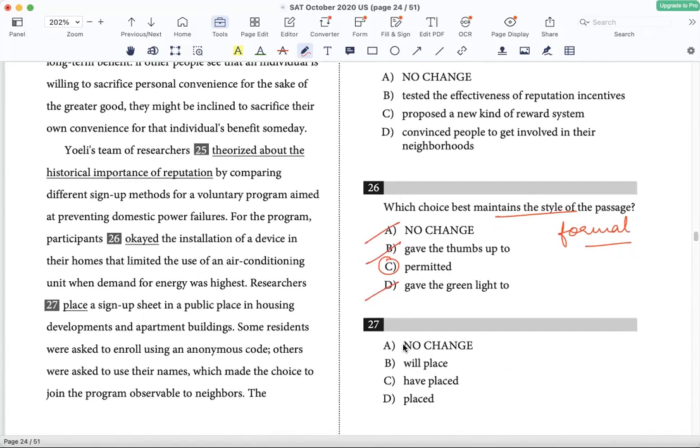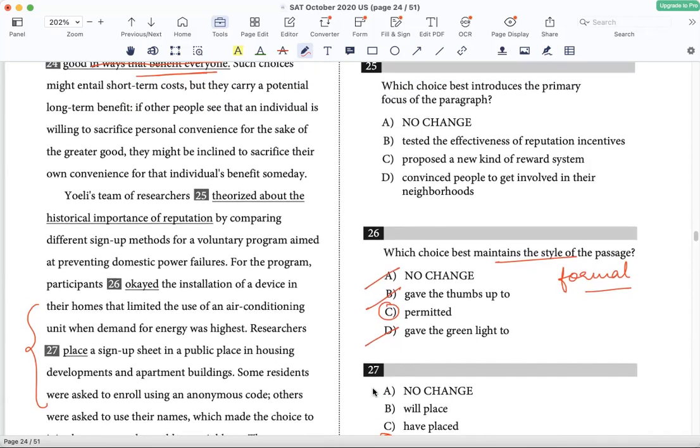Researchers placed a sign-up sheet, right? I have the past tense in the paragraph, so I'll maintain the same tense here. Researchers placed a sign-up sheet in a public place in housing developments and apartment buildings. Some residents were asked to enroll using an anonymous code. Others were asked to use their names, which made the choice to join the program observable to neighbors.